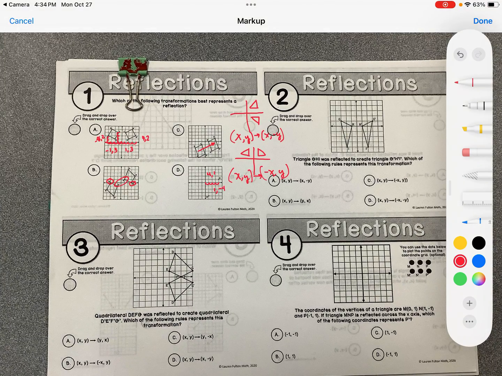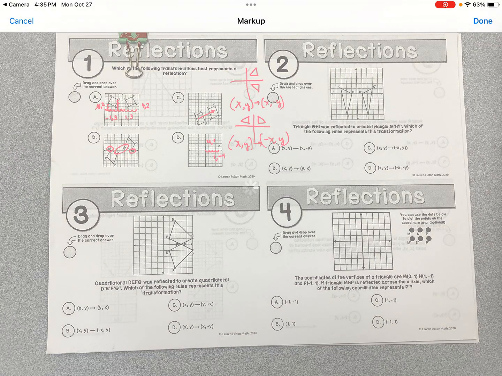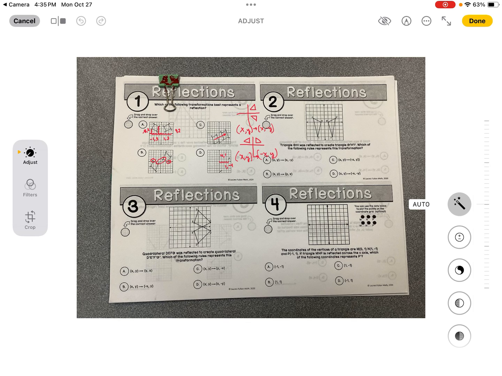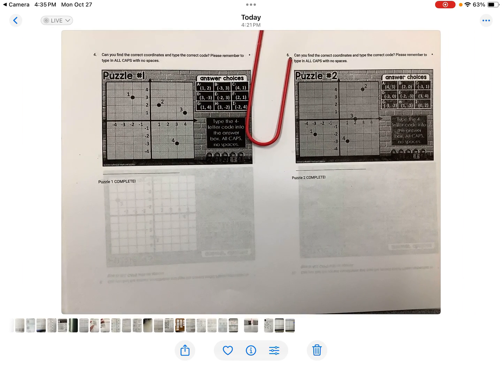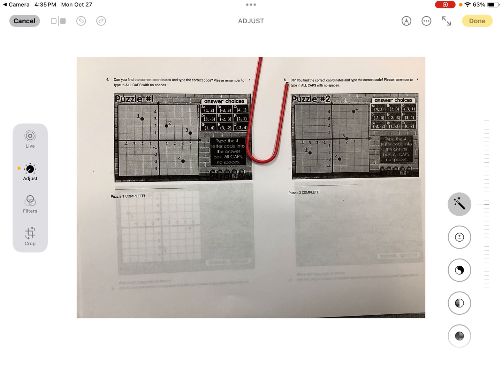All right, so you're going to answer these questions, and then you're going to write down what your score was, and then we can also check it in the Google Doc. All right, so then you're going to get an escape room, and it's going to bring you to these types of puzzles.